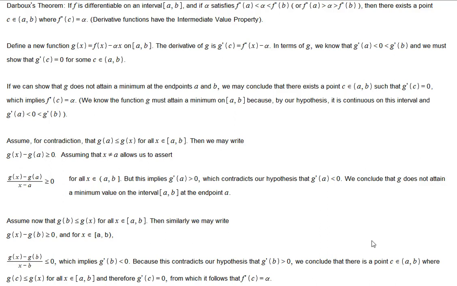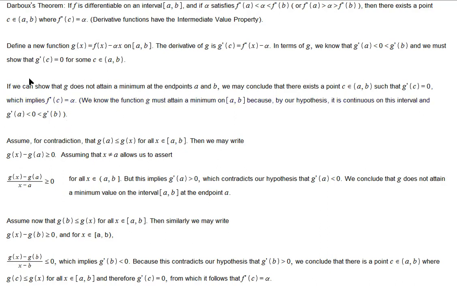Hey, we are going to prove Darboux's theorem, which says that derivatives have the intermediate value property. So here's the statement of the theorem. If f is differentiable on an interval [a, b], and if alpha satisfies f prime of a less than alpha less than f prime of b, or f prime of a greater than alpha greater than f prime of b, then there exists a point c in the open interval from a to b where f prime of c equals alpha. So basically, derivative functions have the intermediate value property.